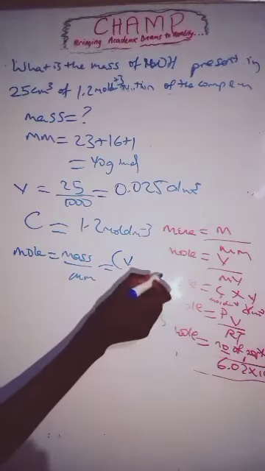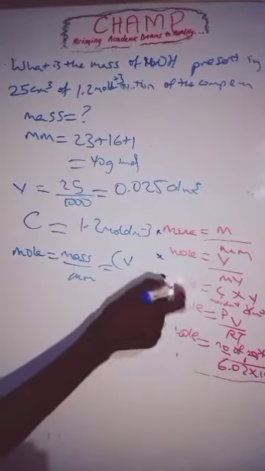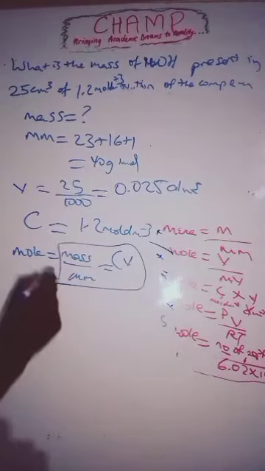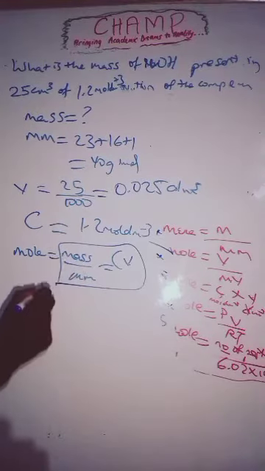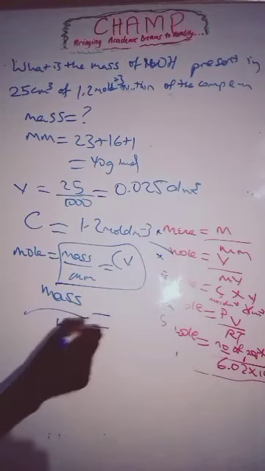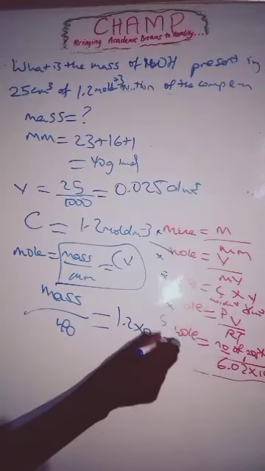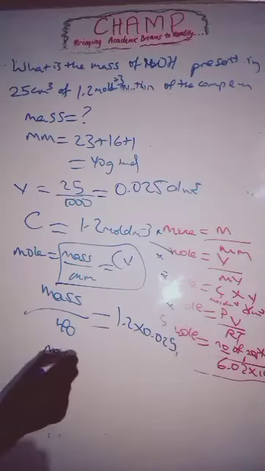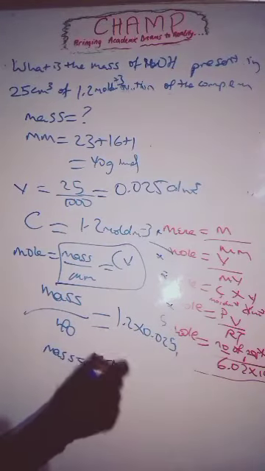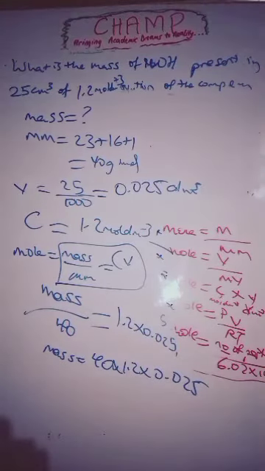They can give you some other two formulas to relate together. These are the two formulas we are relating in this case. They can give you this and this, anyone. So you just relate them equal to each other. So what's your mass? That's what you are looking for. What's your molar mass? 40. What's the concentration? 1.2, times volume 0.025. So mass is equal to 40 times 1.2 times 0.025. So yes, let's press it.